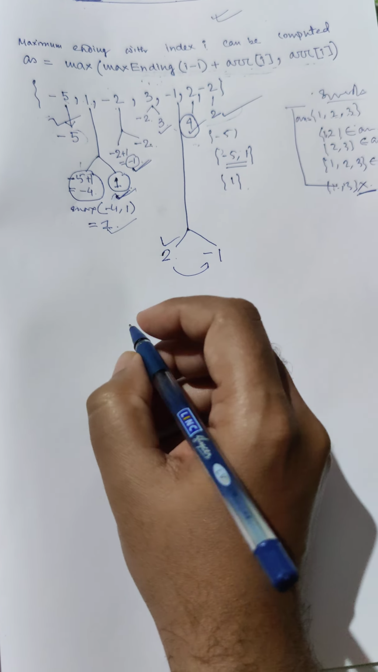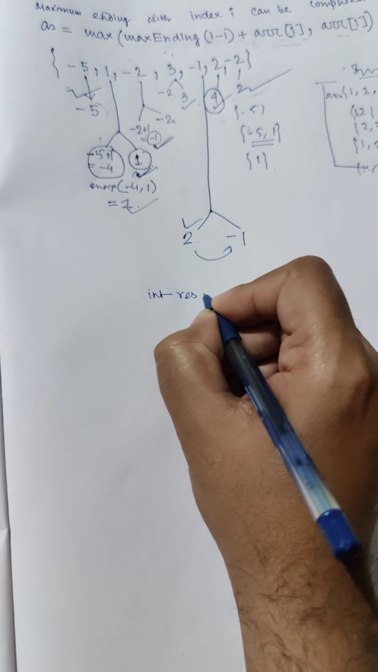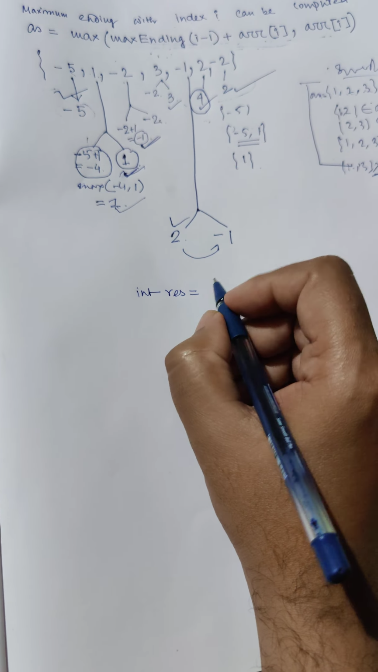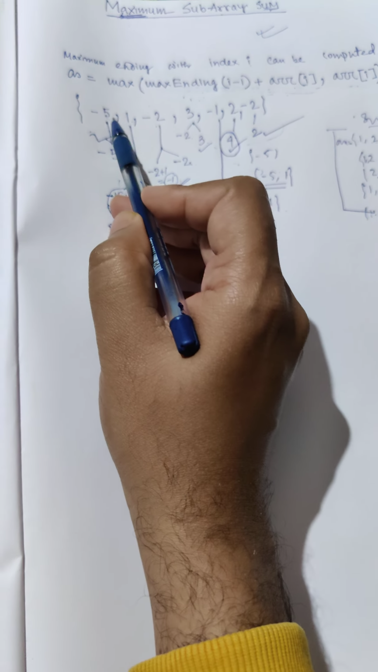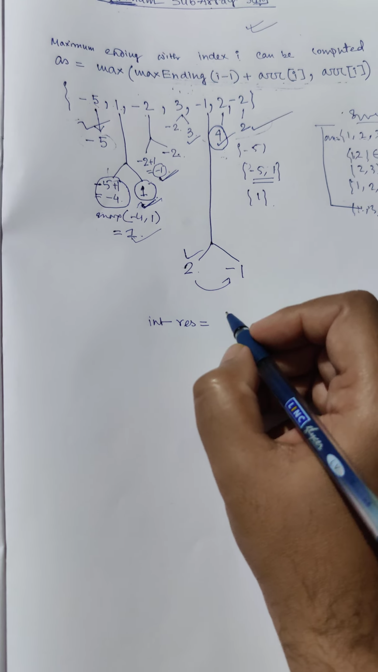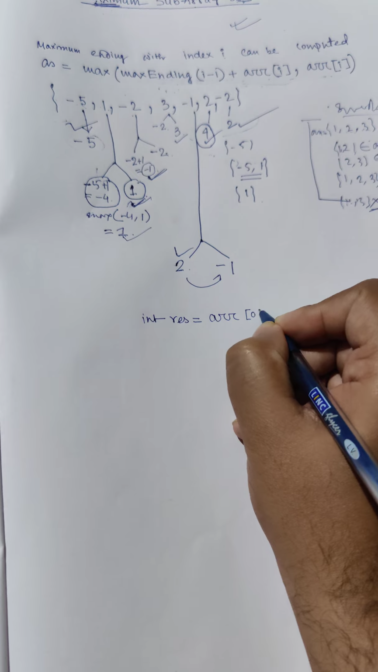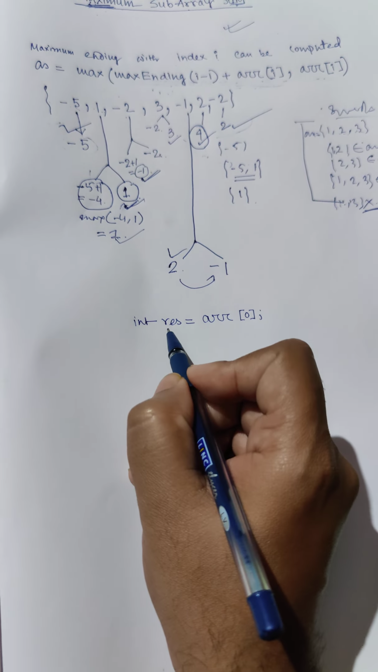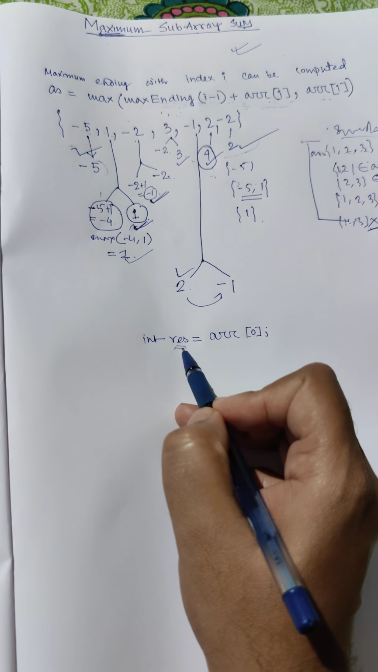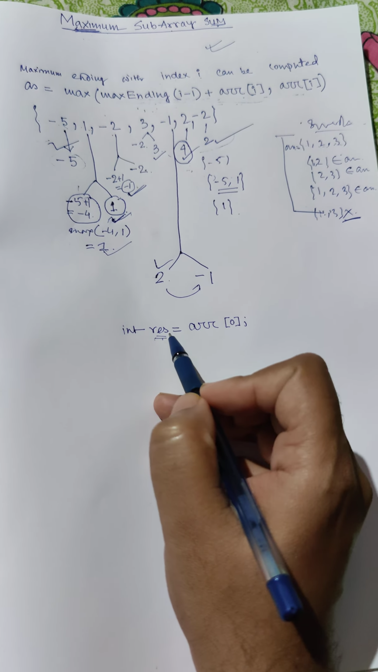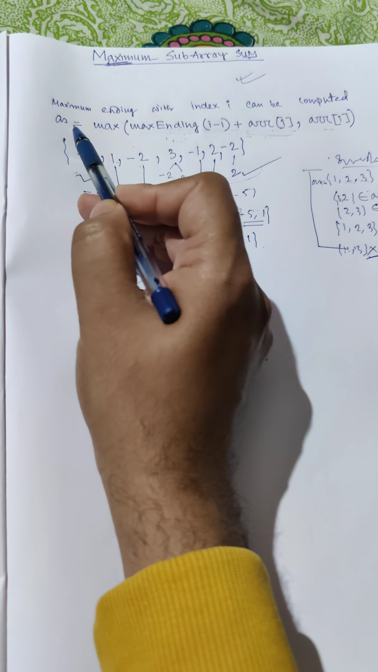Suppose the first variable we are taking is result, as we took in the last problem. For the very first iteration, the initial value of this is going to be arr[0]. That means the zeroth element's value is going to be stored in result. This result is pointing to the final result.